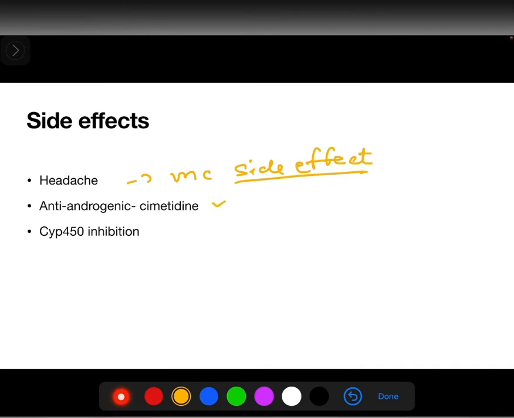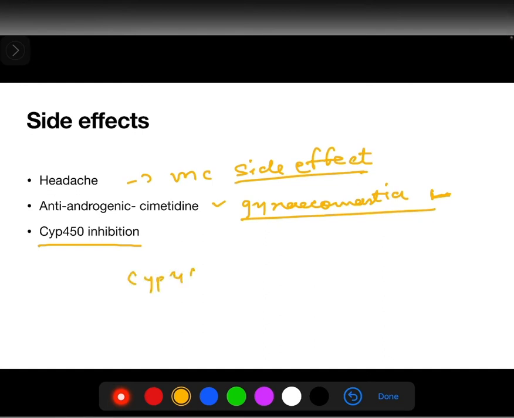Then cimetidine also causes anti-androgenic side effect, which leads to gynecomastia. And because of this side effect, cimetidine is not a popular drug nowadays. And this is the most important point to remember, that is, it causes inhibition of cytochrome P450.